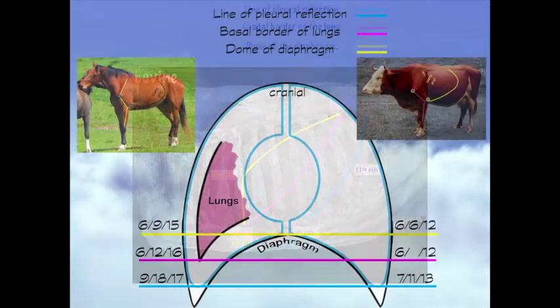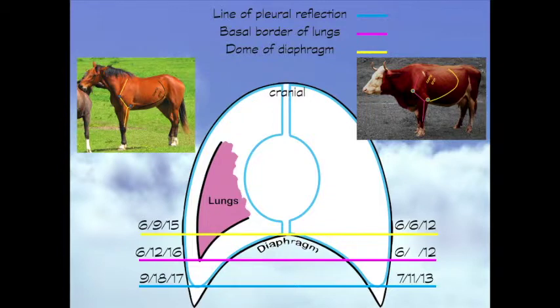Okay, so let me give you those numbers once again. So on the horse, for the dome of the diaphragm, we go 6, 9, and 15. Notice 6 plus 9 equals 15. Okay. Basal border of the lung, 6, 12, and 16. And then line of pleural reflection, low 9, middle 18, and high in the 17th intercostal space.